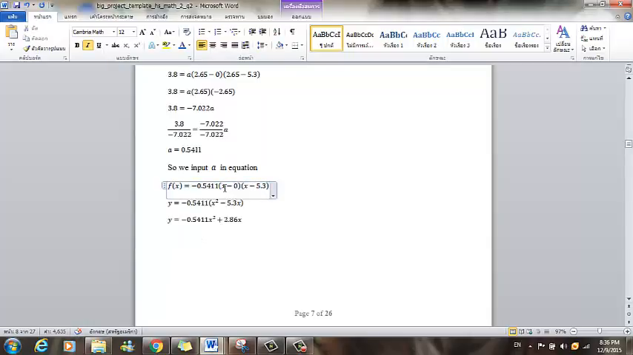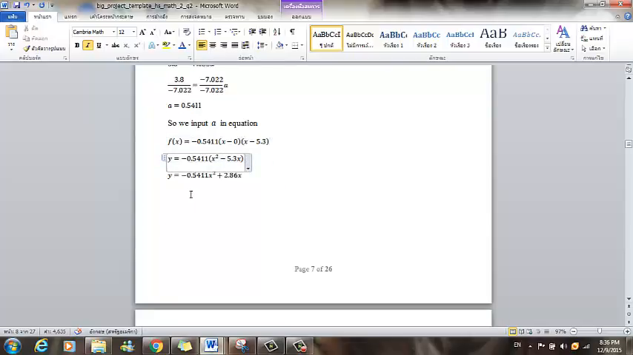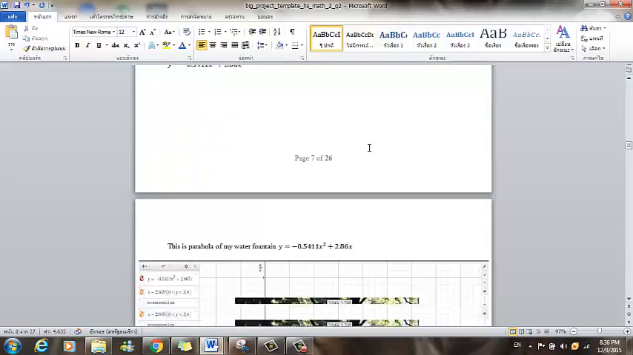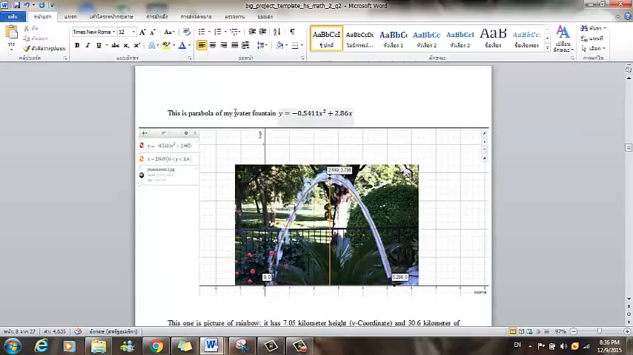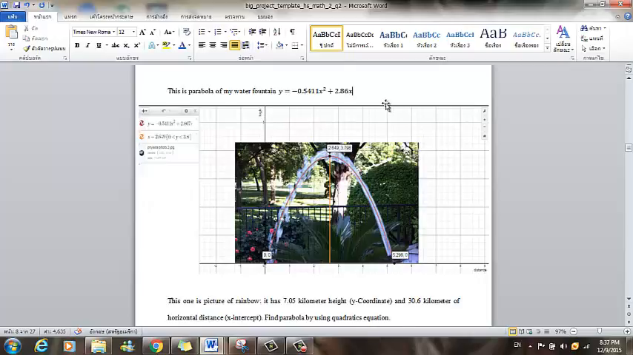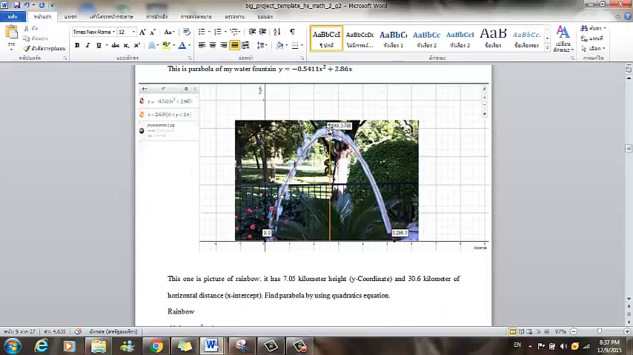So we input a in the equation, and it's gonna be like this. You multiply x into this, so x multiplied by x is x squared, and x multiplied by 5.3 is 5.3x. And this is my parabola. So come look at my pictures, and this is my water fountain parabola. Yeah, like this. Wow, isn't that nice?